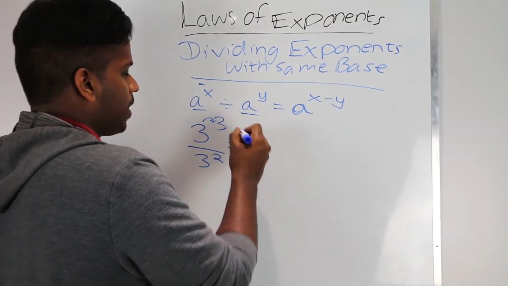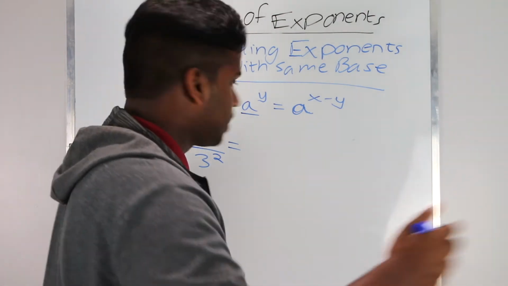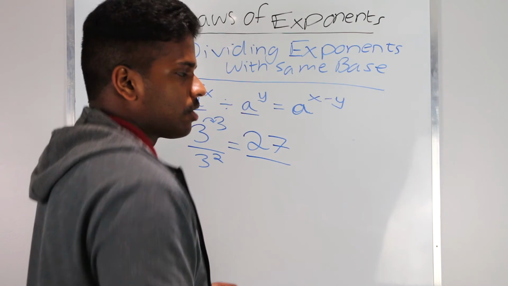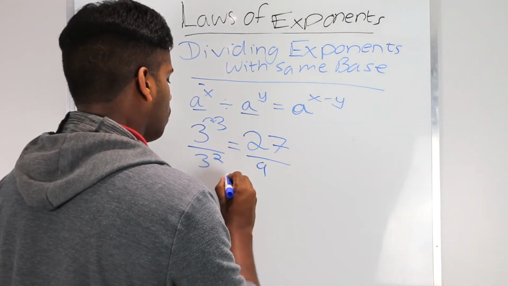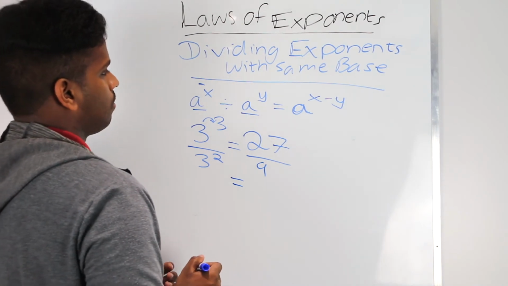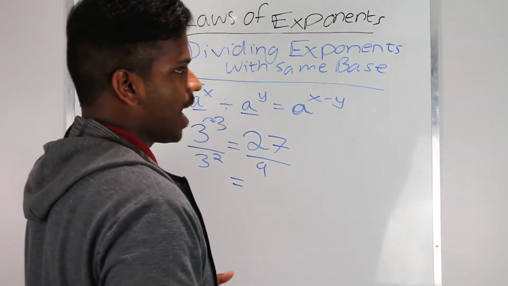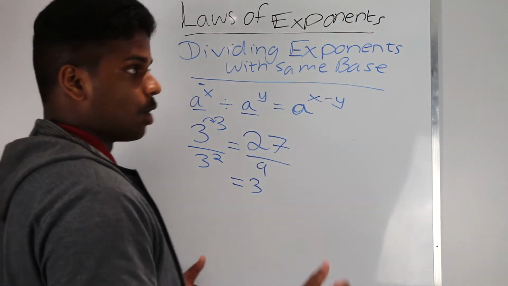So 3 to the power of 3 is 3 times 3 times 3. 3 times 3 is 9, 9 times 3 is 27. And then 3 squared, or 3 to the power of 2, is 3 times 3, 9. So what is our quotient or result for this question? 27 divided by 9 is 3. So this would be our result if we did it the normal way.